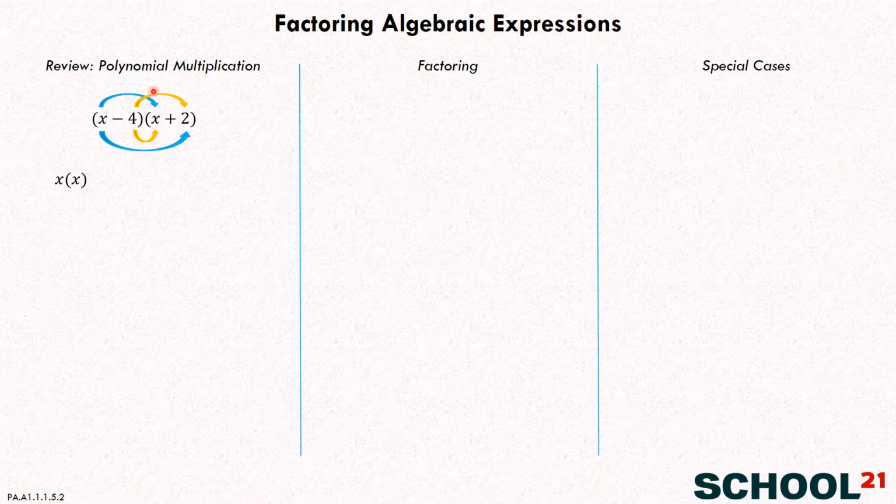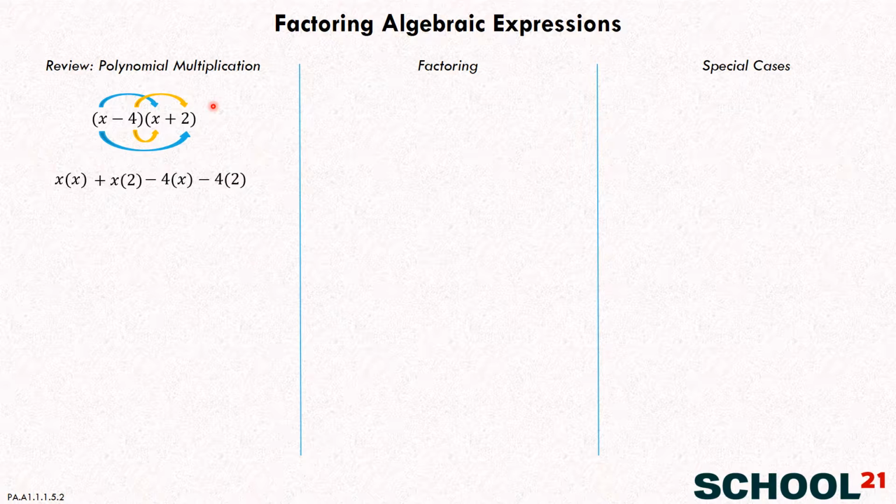Good. Okay, and then how about the second term, this second arrow here, the outer? X times 2. Good. Now, how about the inner? And make sure you're paying attention to that sign there for the 4. Negative 4 times x. Good. And then how about the last one? It would be negative 4 times 2. Very good.